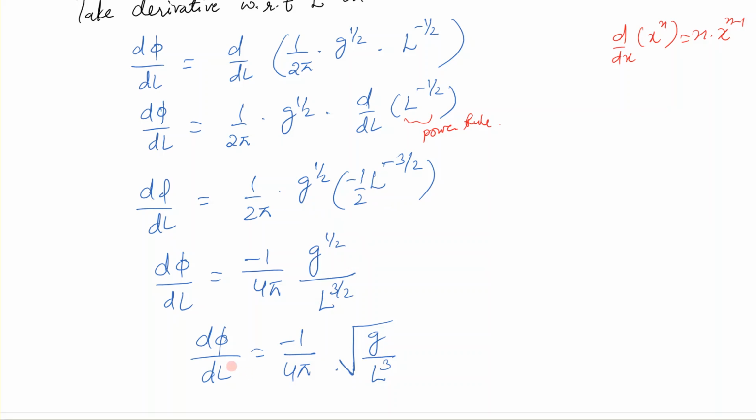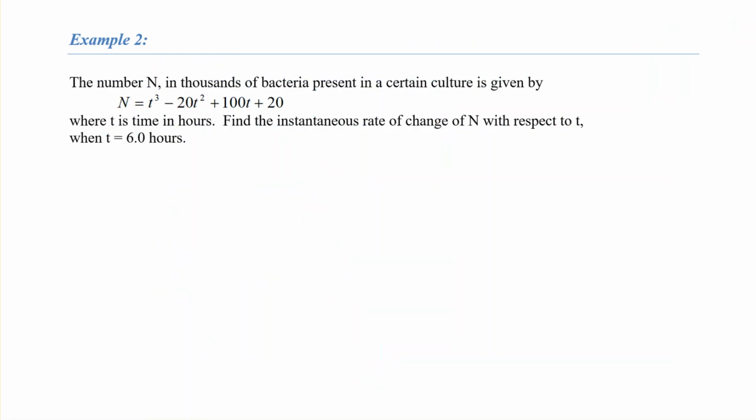Thus, the frequency is changing at this rate: negative 1 over 4 pi square root of g over L cube. Or you can just write your answer in terms of fractional exponent form. Let's take a look at the next example. Feel free to pause this video and read the example.